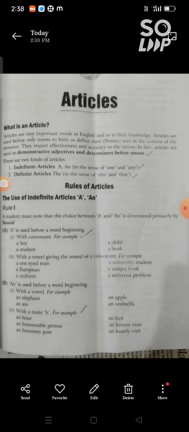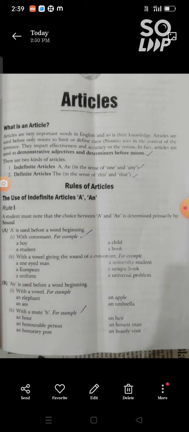Now you see: a European, a unique book, a universal problem, a uniform. That is also the U pronunciation, the "yoo" sound. Actually, the letter is a vowel letter, but the sound is a consonant. So that's why we should concentrate only on the sound. Okay, now the consonant sound.